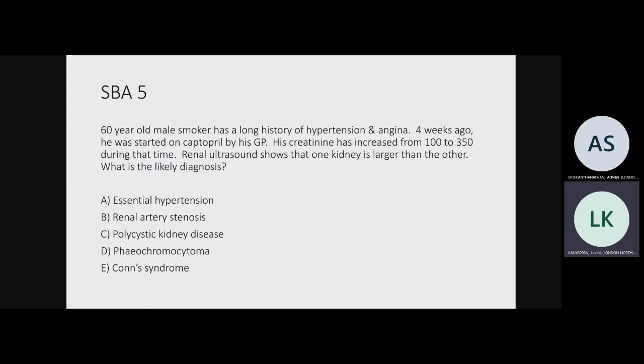Right, next question. A 60-year-old man has a long history of hypertension and angina. Four weeks ago he was started on an ACE inhibitor by his GP. His creatinine rises from 100 to 350, and renal ultrasound shows that one kidney is larger than the other. So, likely diagnosis? Okay, so it's renal artery stenosis.